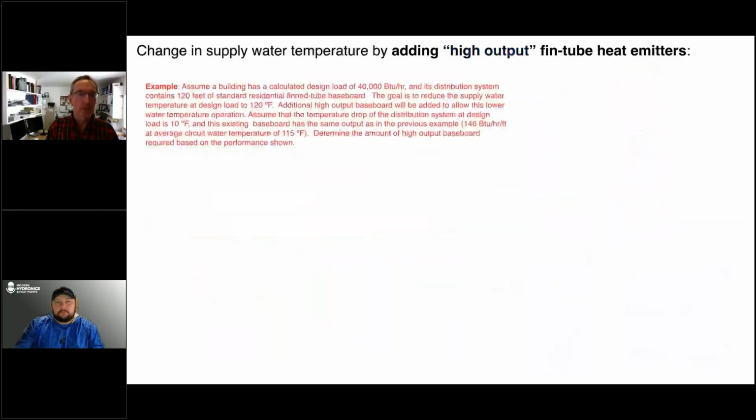And again, I'll run you through an example. We'll take the same house. It's got a 40,000 BTU per hour design load. It's got 120 feet of standard baseboard. We want to bring the water temperature at design load down to 120 degrees. We're going to assume that the circuit has a 10-degree drop from supply to return. And we've already looked up the output of the existing baseboard at 115-degree average water temperature. It's 146 BTUs per hour per foot.